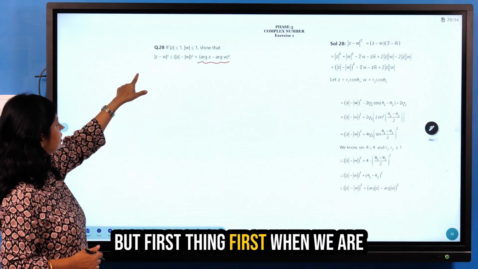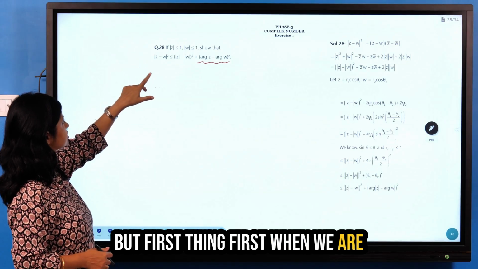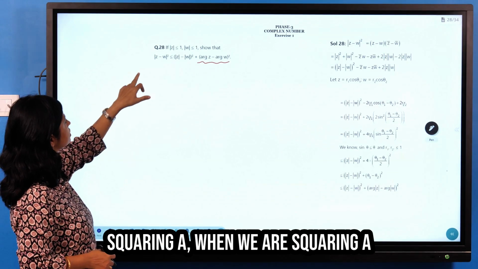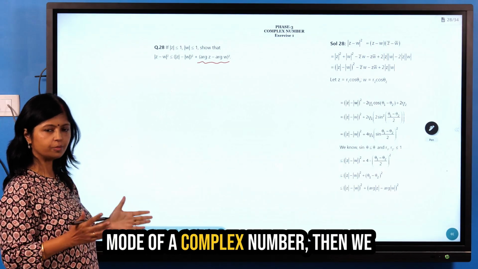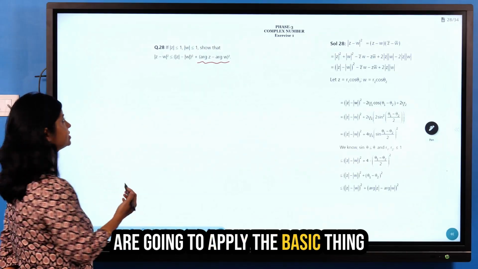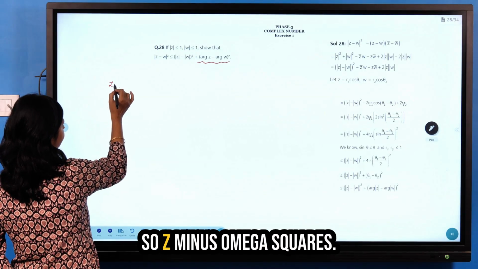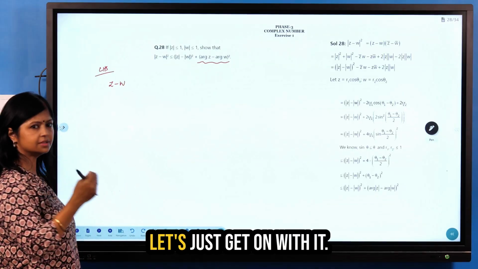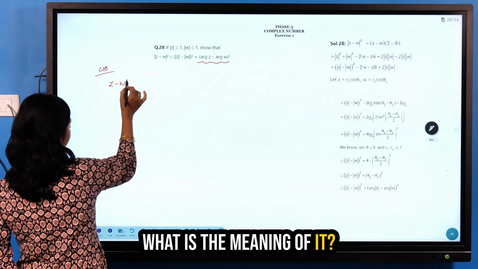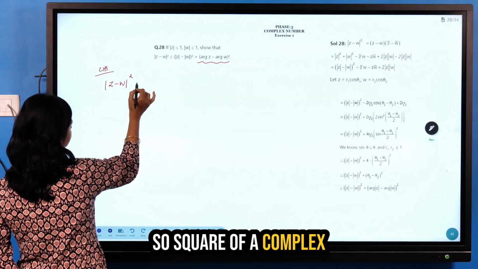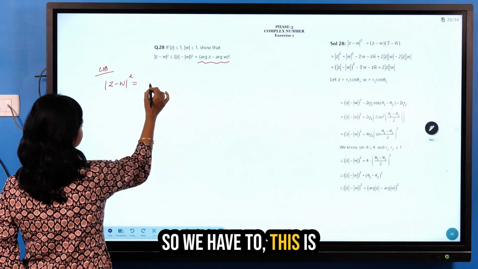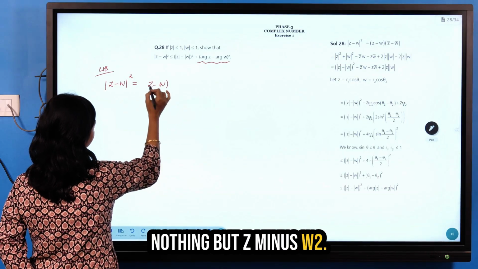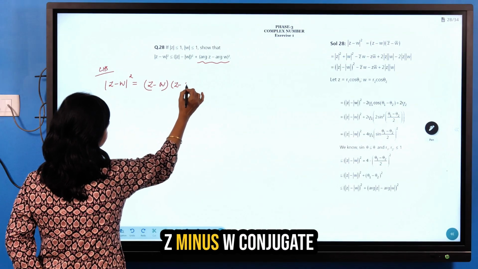But first thing first, when we are squaring a mod of a complex number, then we are going to apply the basic thing that we have learned till now. So mod of z minus omega square. So taking the LHS expression, let's just get on with it. What is the meaning of it? So square of a complex number, mod of it. So this is nothing but z minus w into z minus w bar.